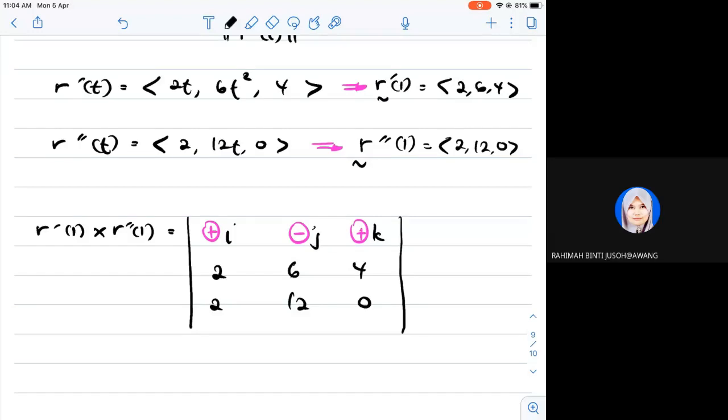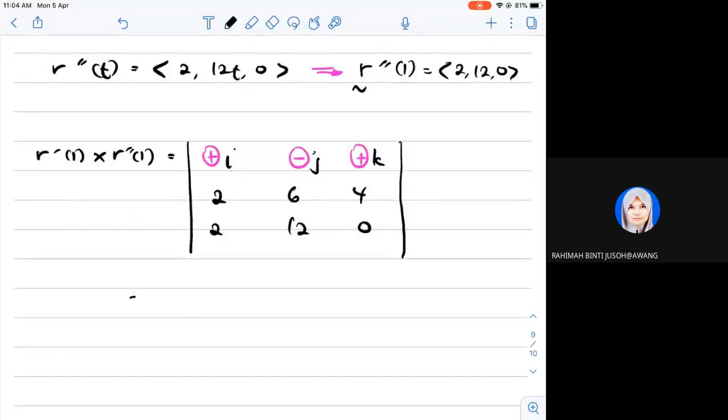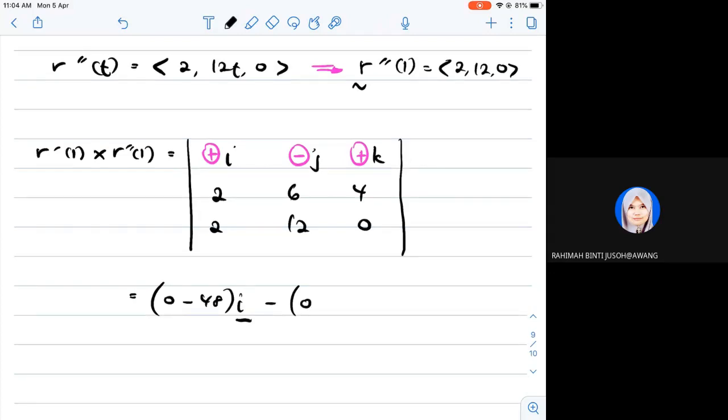Okay, so we will have equals to, close the first column, so you are closing the second and third column. We will have 0 minus 12 times 4, 48. I minus, close the second column, so you are closing the first and third column. 0 tolak 2 kali 4, 8. K tambah, tutup kolom ketiga, so you cross the first and second column. 2 times 12 is 24 minus 2 kali 6, 12 lah.